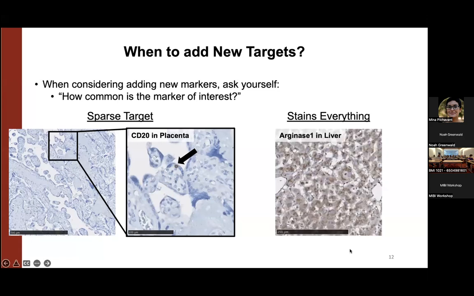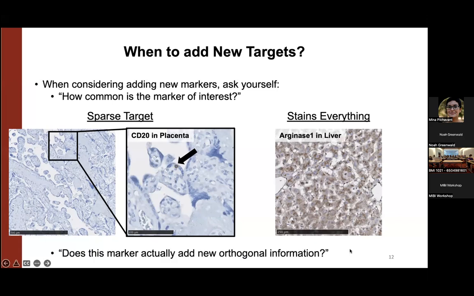Conversely, you don't want to pick a marker that stains everything. That's not really going to provide you a lot of biological insight. And so here, for example, it's known that arginase 1 stains almost every single hepatic cell in the liver. Now, there are benefits of having markers that stain everything, specifically for segmentation, but you also don't want to have too many markers that stain everything, because once again, that's not going to give you enough biological insight.